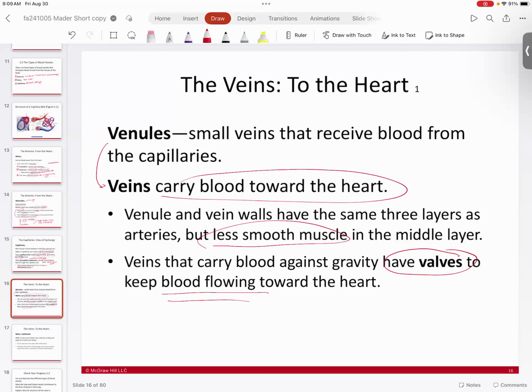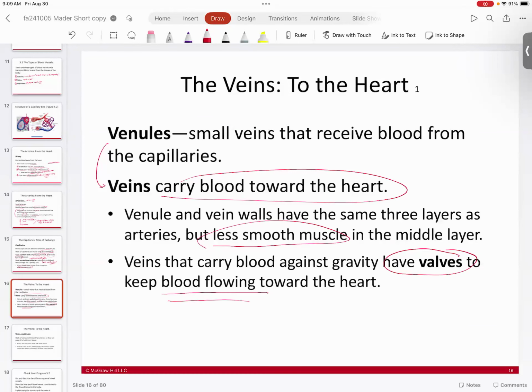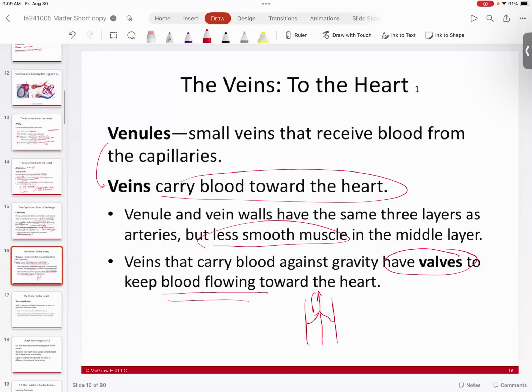So for instance, these valves, and I think they tried to show them here. So here you can see the valve system in the vein. So basically what a vein looks like is it's going to essentially have a valve that looks like this. So when the blood goes through, it can go forward, but if it tries to fall back down, it's going to close this valve so it can't fall backwards. That's what keeps our blood from basically draining back down to our feet. It keeps it going toward the heart.